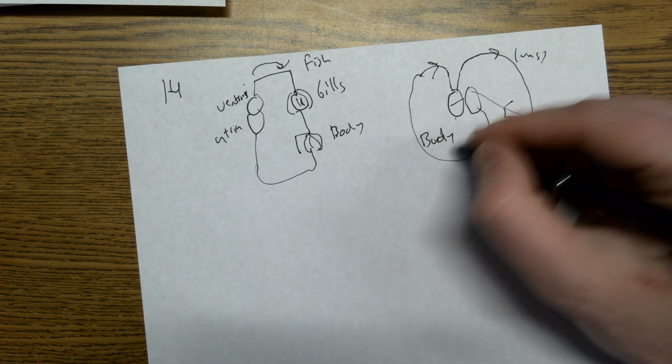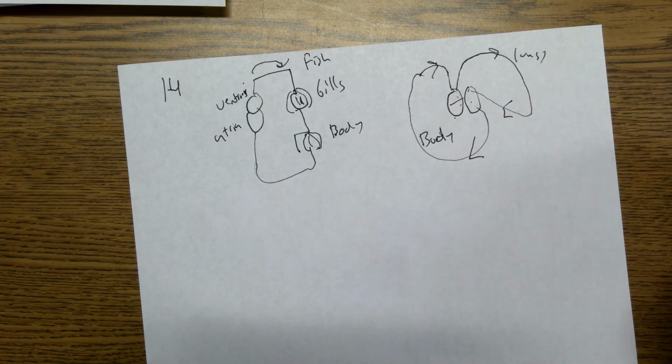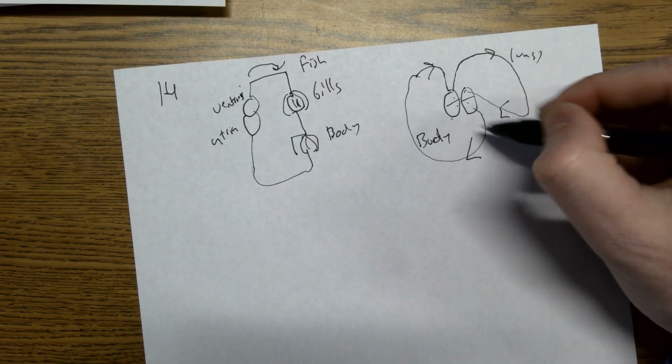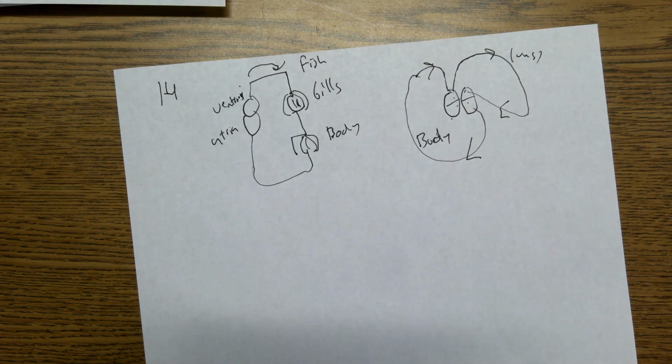So why do we have 4 chambers? Well, it helps if I draw the other line. There we go. Why do we have 4 chambers? It's because we have 2 different loops, and therefore each half of the heart is for a different loop. All right, that is standard 14.